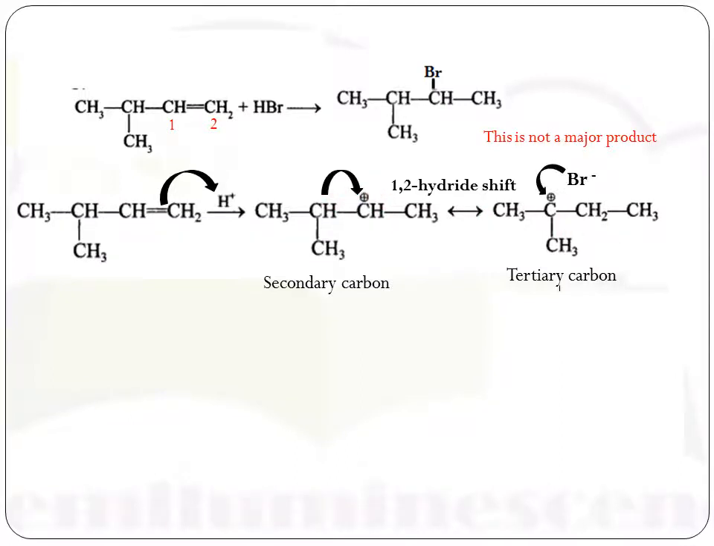And in the next step, what happens? The negative part of the reagent, that is Br minus, attacks the carbocation and forms the final product, which is obtained as the major product and not this one.